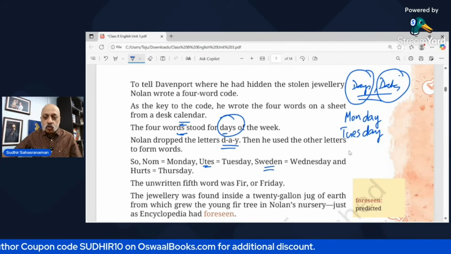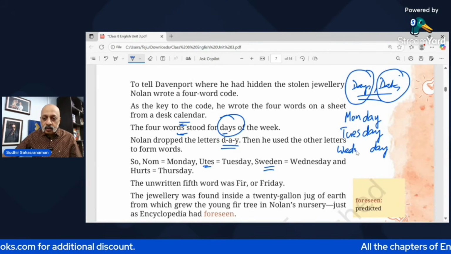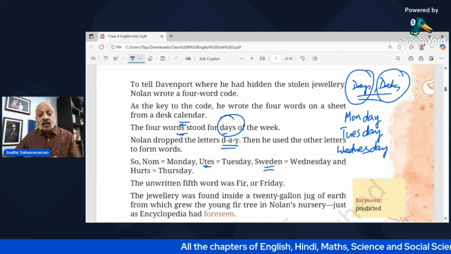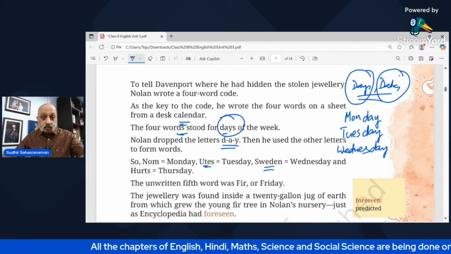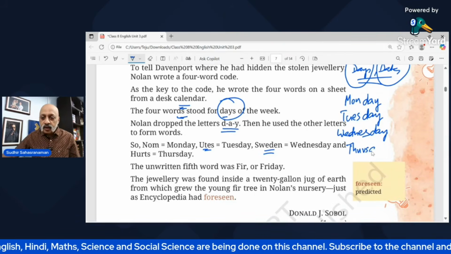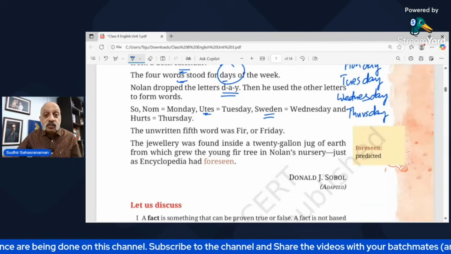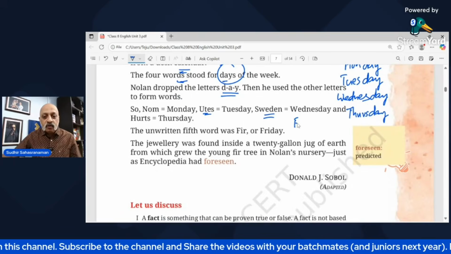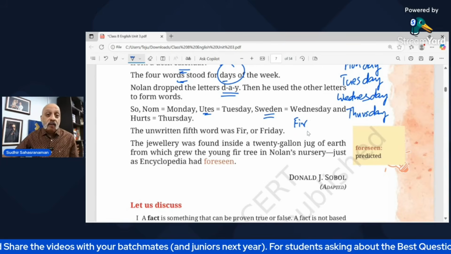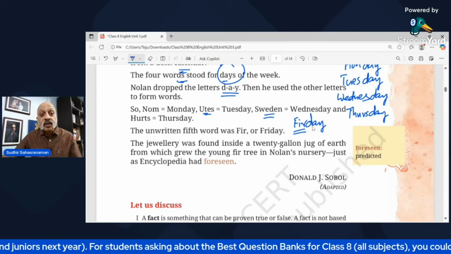The third one is Sweden. Again, you correct it, rearrange it, and it becomes Wednesday. Then the next one, again rearranged, becomes Thursday. The unwritten 5th word is Friday, and Friday would mean you could write the anagram of F-R-I as F-I-R-D-A-Y, and that's why he asked whether there was a fir tree in the nursery.